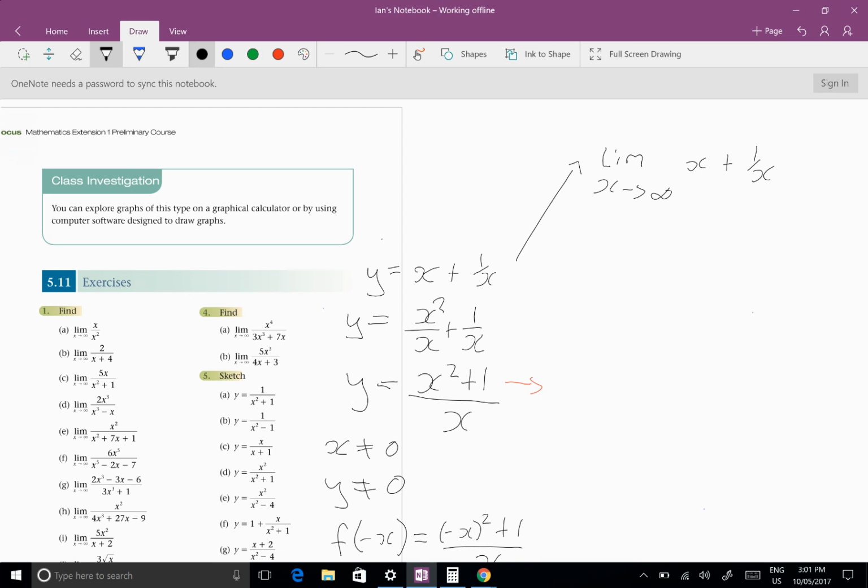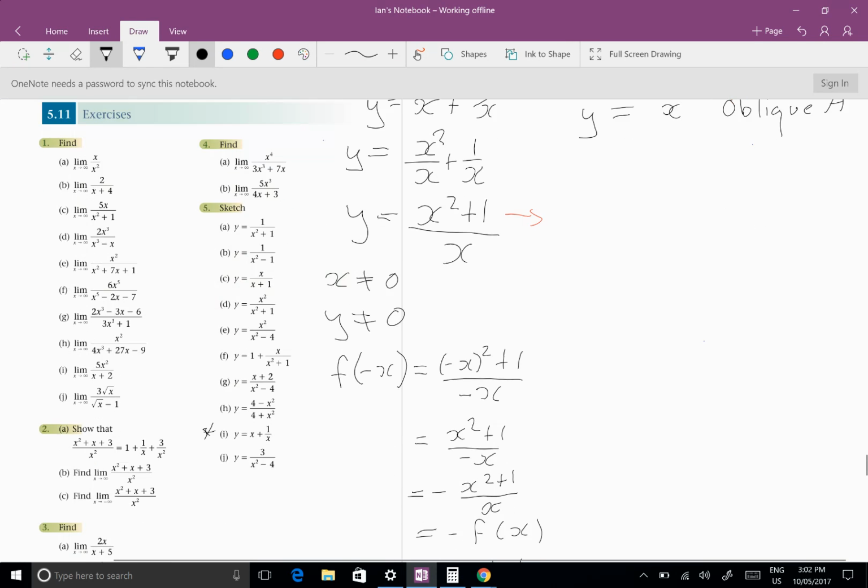Oh, this is great. This is something very easy because as x goes towards infinity, y goes towards x, and this bit here, this 1 on x, goes towards 0. So we have an asymptote here of y equals x, an oblique asymptote. Okay, so what have we got? Let's have a look now.